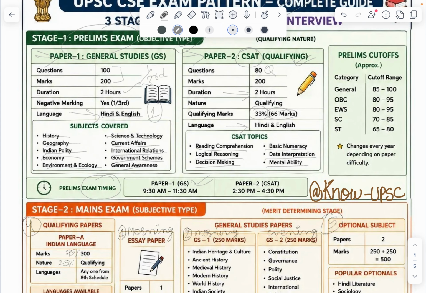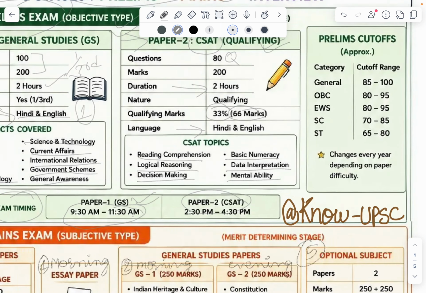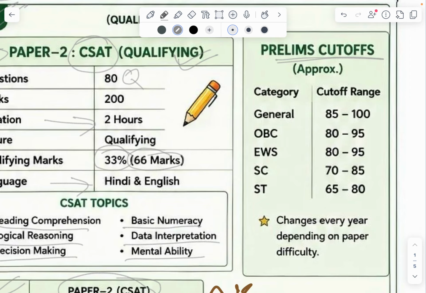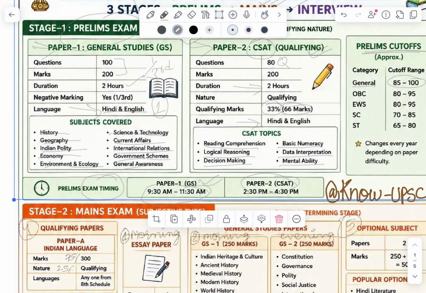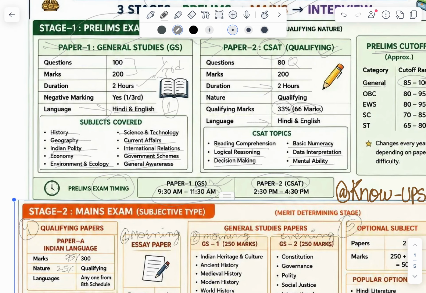Exam timings for GS1 are 9:30 to 11:30, which means the morning shift, and paper 2 will be held in the evening shift. The cutoffs for prelims for general are 85 to 100. This is the safest range, you will be cleared if you get 85 to 100.